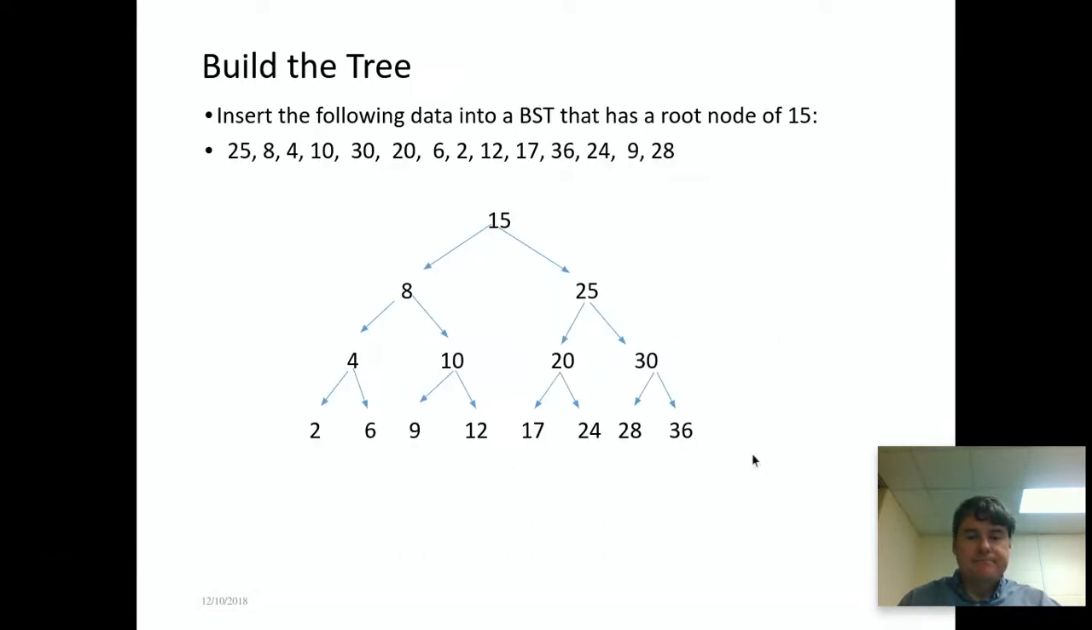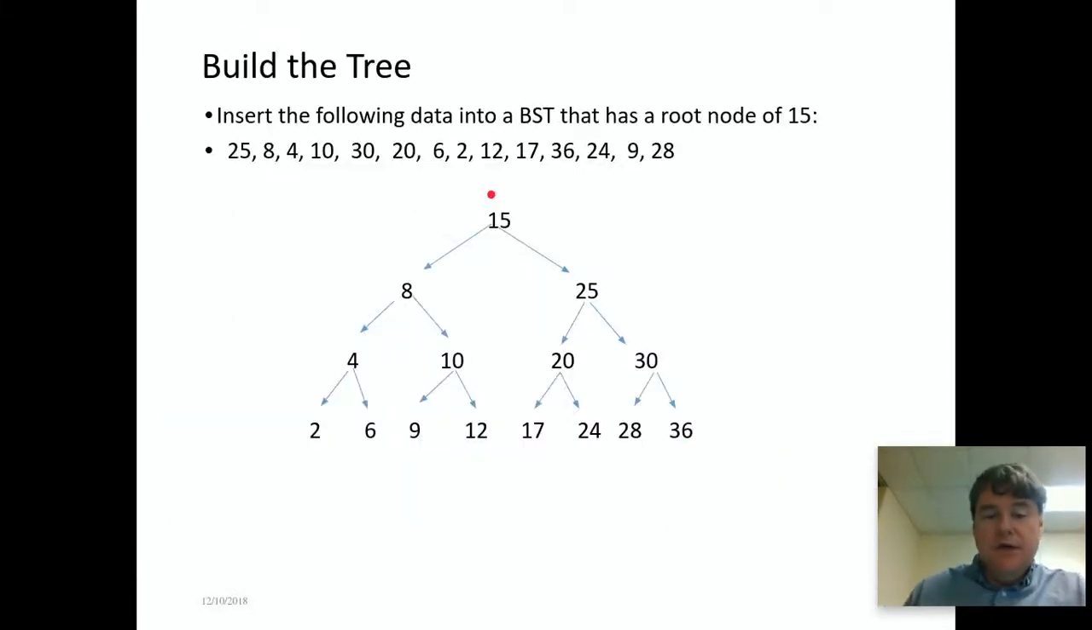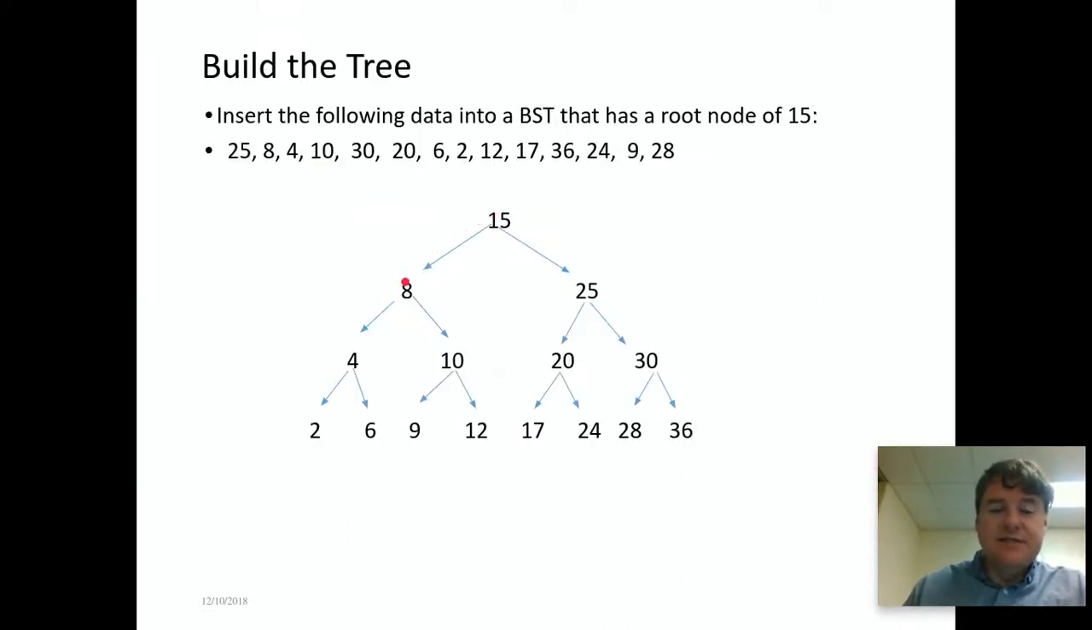All right. So here's another example that they're giving you in the slides. Inserting 15 and then putting in 25. We start at 15. When we go to insert 25, it is greater than 15, so it goes in here. When we go to insert 8, it is less than 15, so it goes there. When we go to insert 4, it is less than 15, less than 8. When we insert 10, it is less than 15, greater than 8. That's why it ended up here.